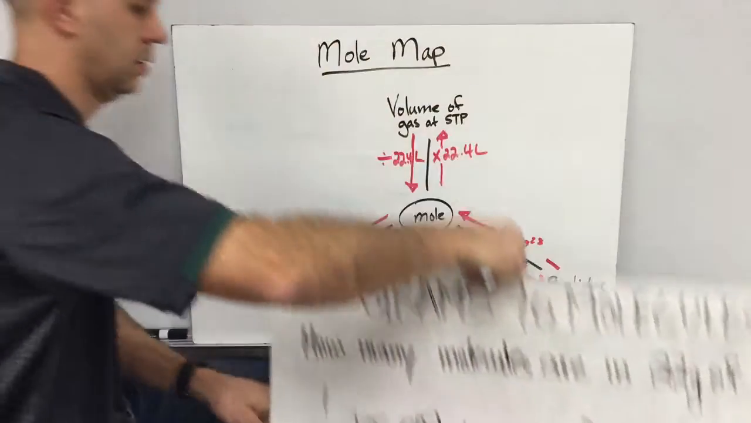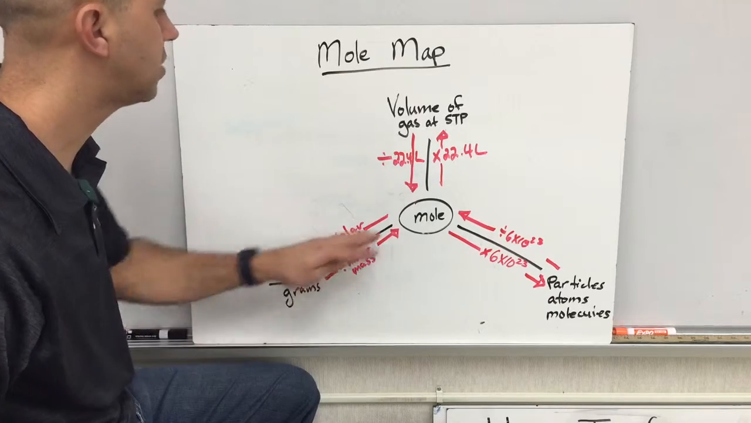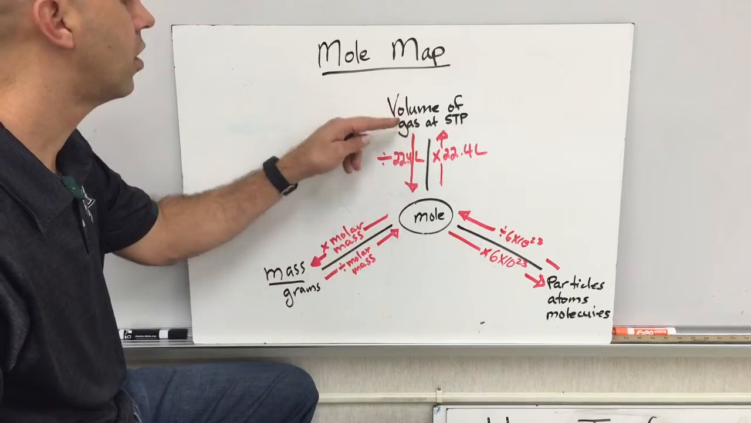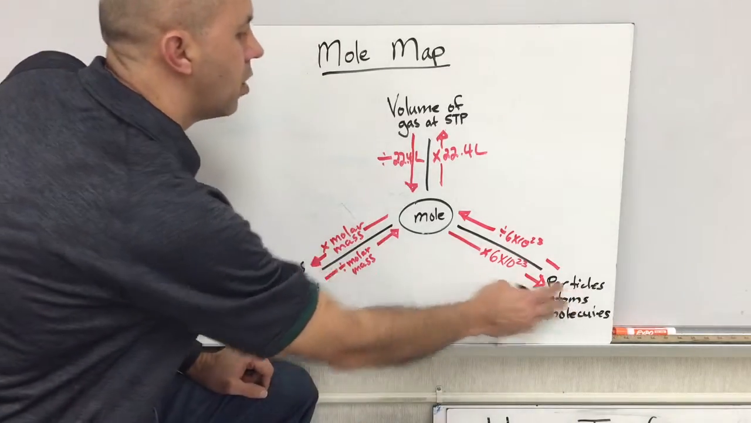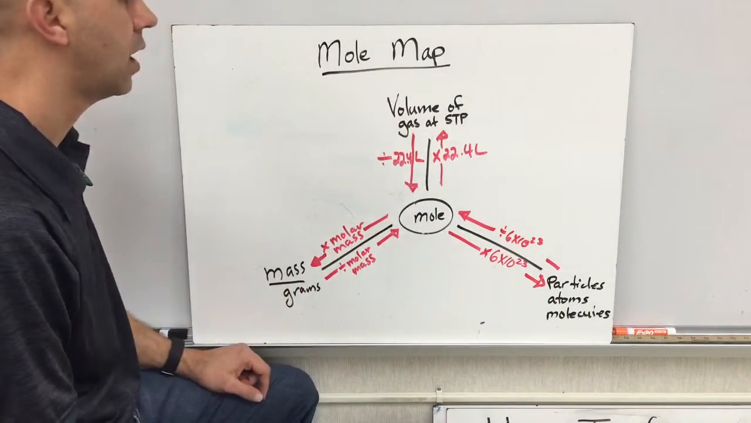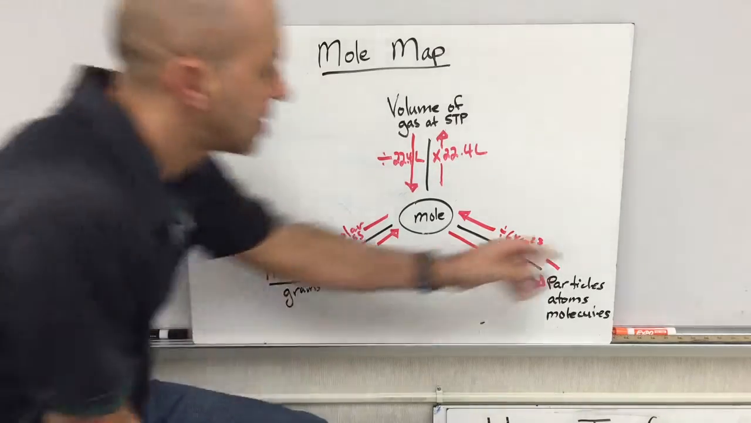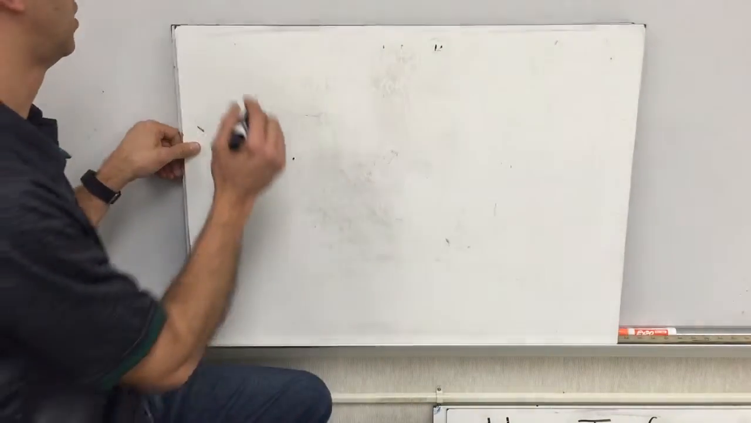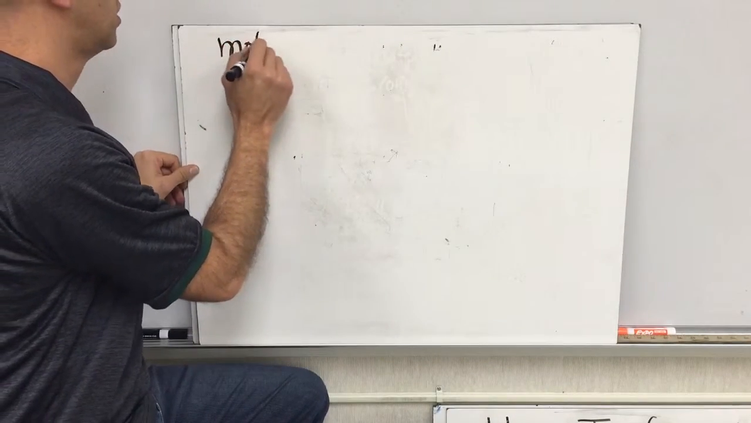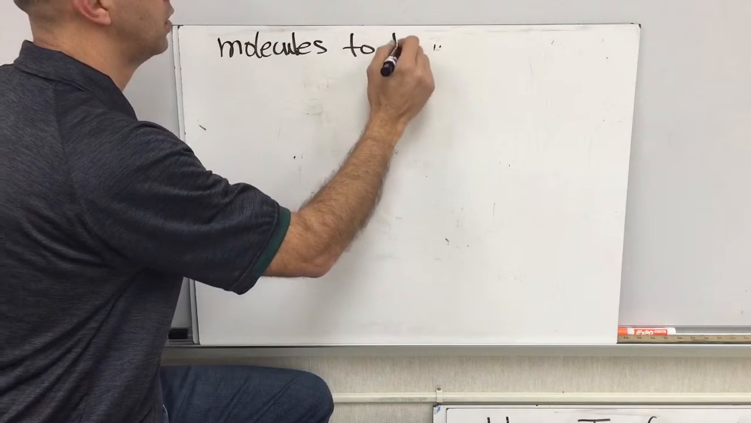Okay, so what I've done is I've showed you guys how to go from grams to moles, moles to volume, moles to molecules, or to go from molecules to moles to liters, etc. Now, let's say I want to do this last step. I'll give you one more example. I'm going to go from molecules to liters.